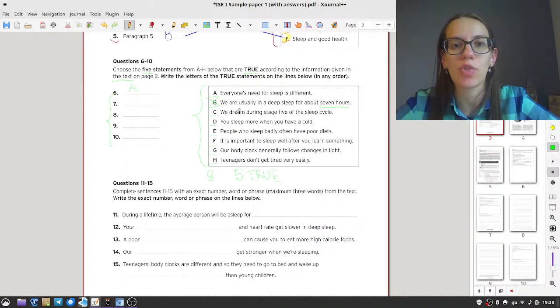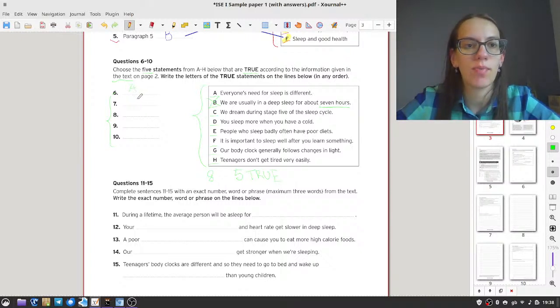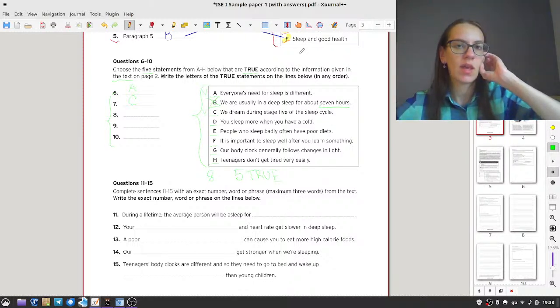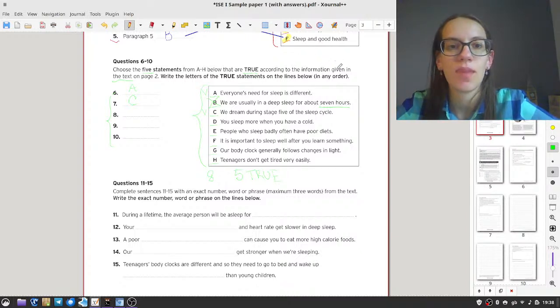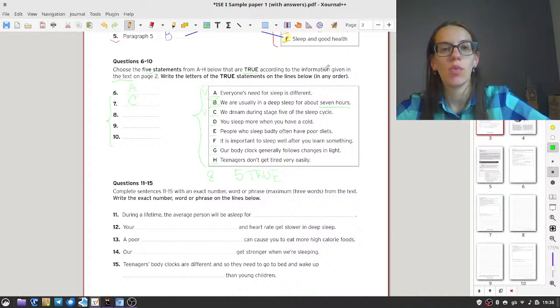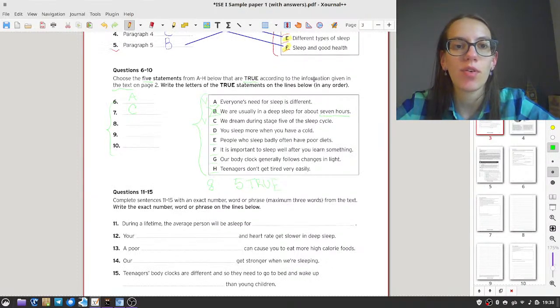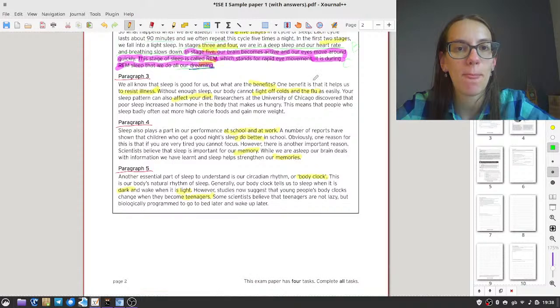Let's read it one more time. We dream during stage 5 of the sleep cycle. Yes, we do. So we put it here. So we like A and we like option C. Statement D: You sleep more when you have a cold. Well, first of all, let's think, where can we get this information from? From which paragraph? Let's look at our paragraphs one more time.